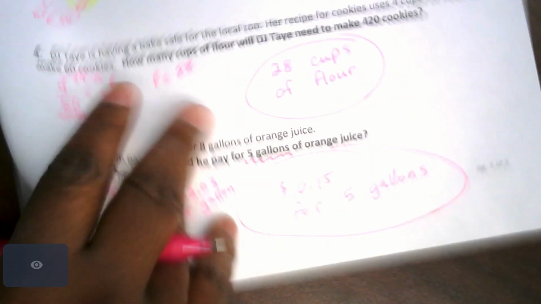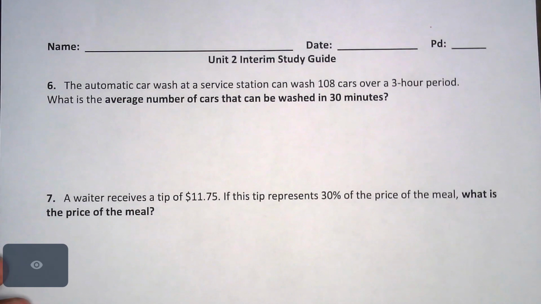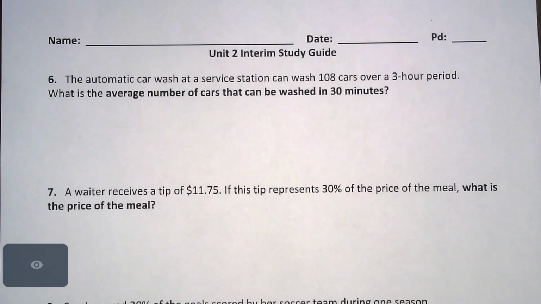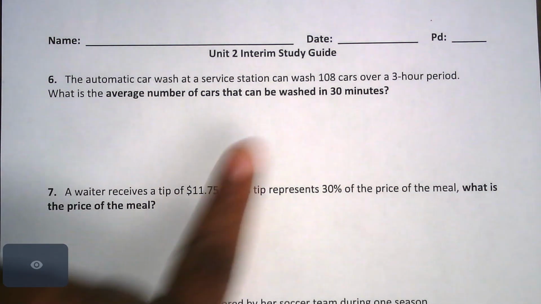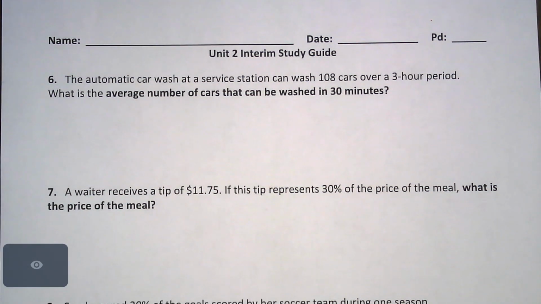All right, number 6. The automatic car wash, it'd be helpful if I pull it down, right? The automatic car wash at a service station can wash 108 cars over a 3-hour period. What is the average number of cars that can be washed in 30 minutes? Okay, so this one is a little bit tricky. So it's asking me about 30 minutes. Okay, but first I know how many cars can be washed in 3 hours. I need to know how many cars can be washed in 1 hour.